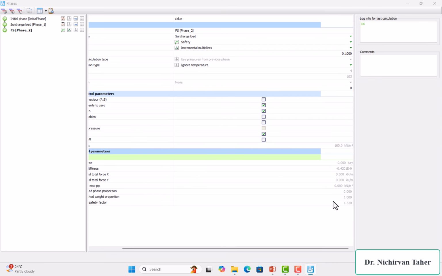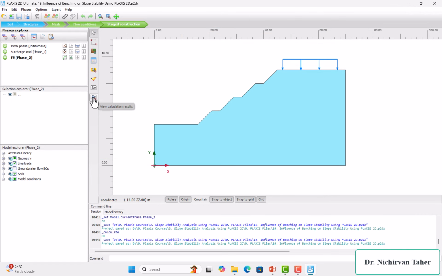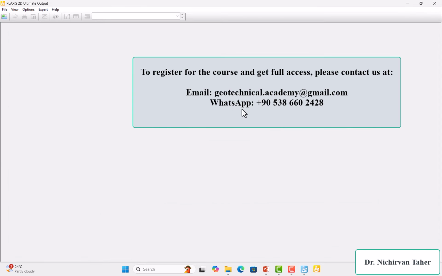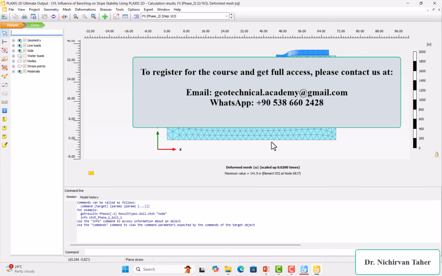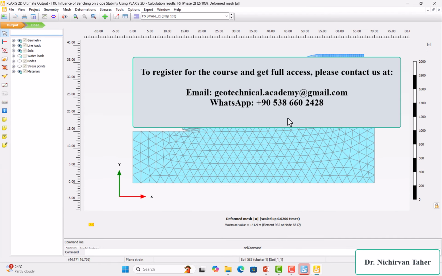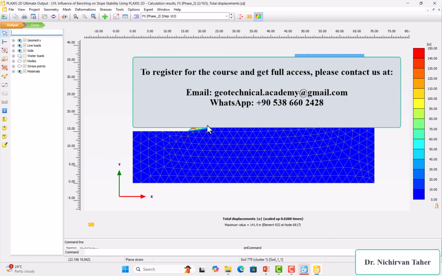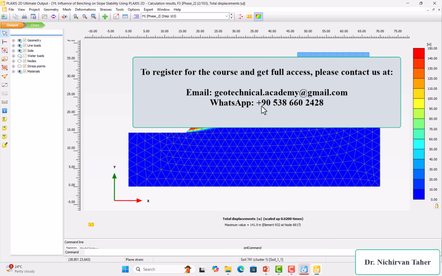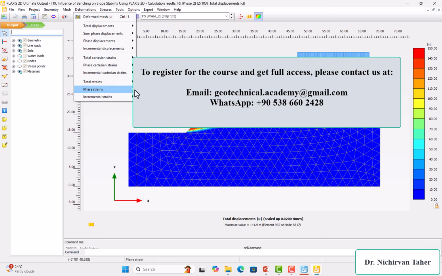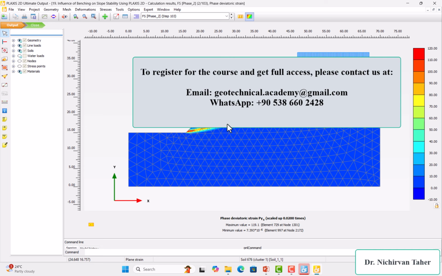We can also check the failure surface in this case when we have benches. As you can see, this is the deformed shape for this slope with benches, and if I click on deformation, total displacement, we can see this is the critical failure surface of the slope. And again, we can check the shear strain also. As you can see, this is the failure surface for this slope.